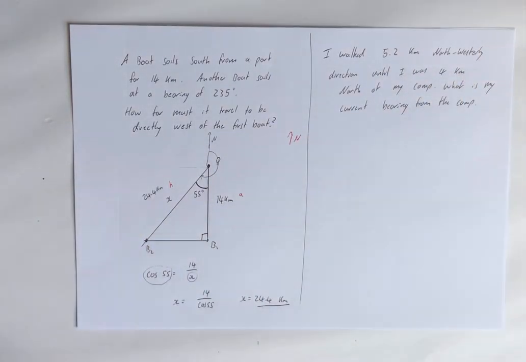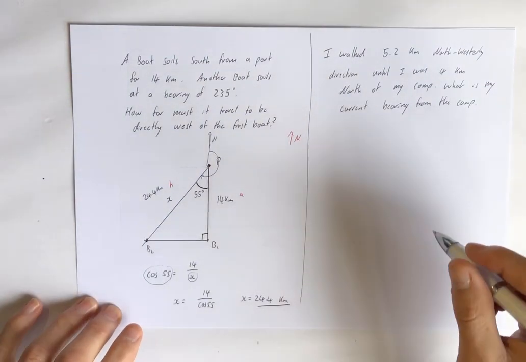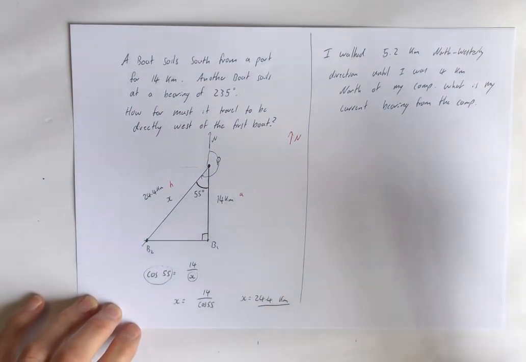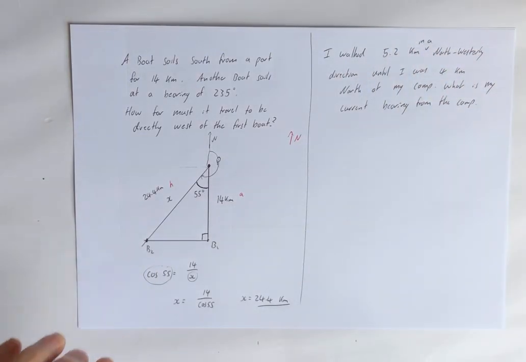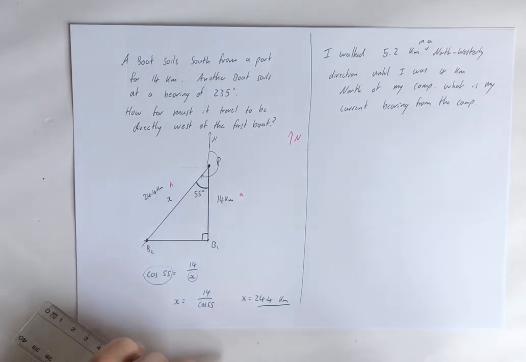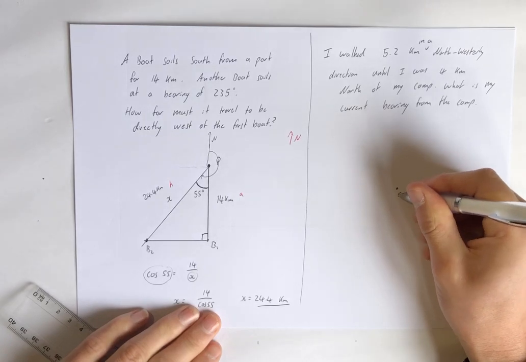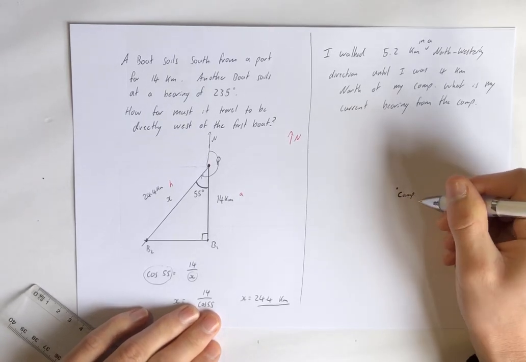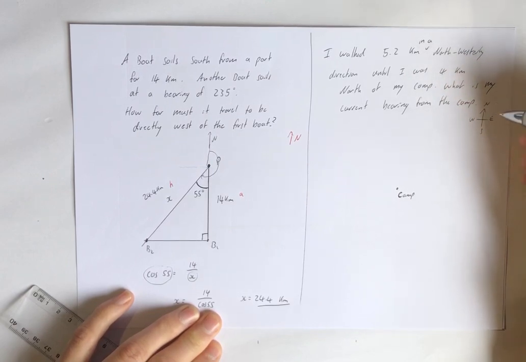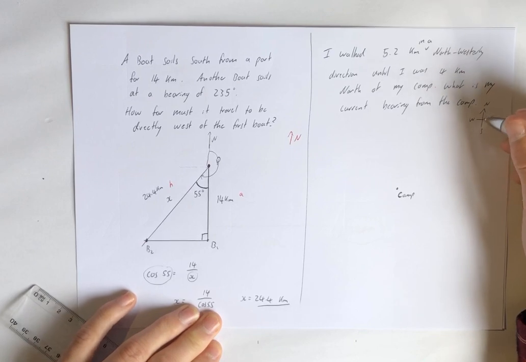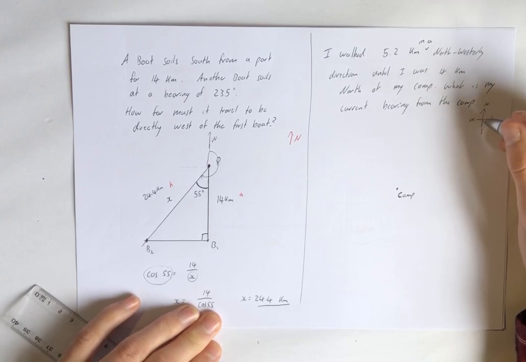Okay, let's have a look at this one now. I walked 5.2 kilometers in a northwesterly direction until I was 4 kilometers north of my camp. What is my current bearing? So we're going to go camp, and I've walked northwesterly, so north, east, south, and west, and I've gone north in a northwesterly direction, not exactly northwest, but northwesterly.